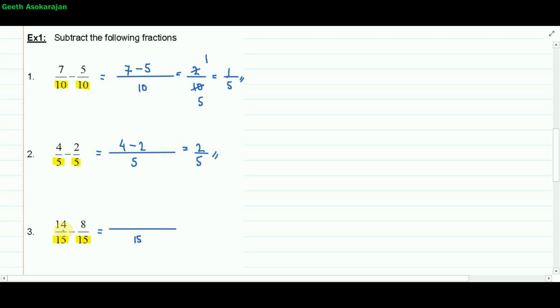And let's subtract the numerators. So let's write down 14 take away 8. And 14 take away 8 is 6. So it's 6 over the 15. And I can reduce this further so we can cancel. So 3 goes into 6 2 times. 3 goes into 15 5 times to give us an answer of 2 over 5. So that should be the solution to number 3.